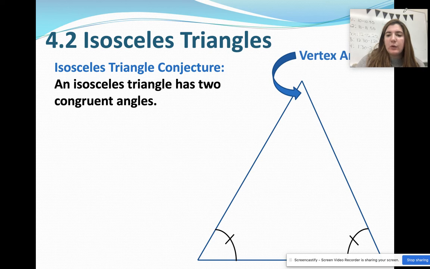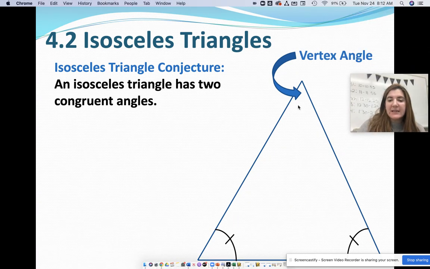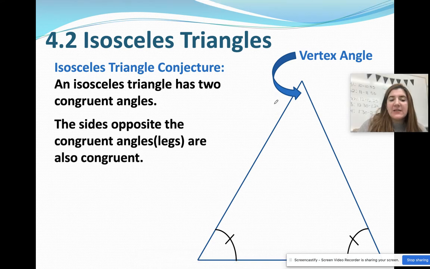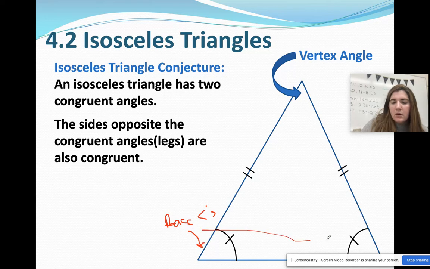The vertex angle is going to be the one that is not congruent. And then the opposite sides are the legs. So our vertex angle, and then opposite each of our angles that are congruent are our legs. These congruent angles are often called your base angles. And then again, these are your legs.